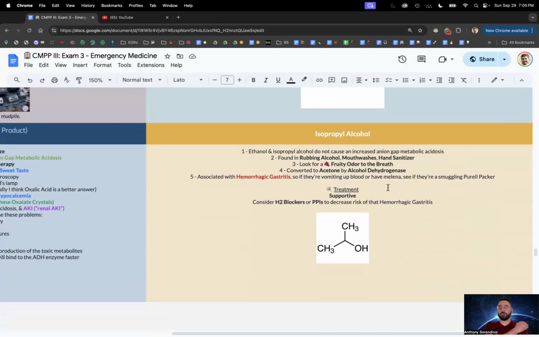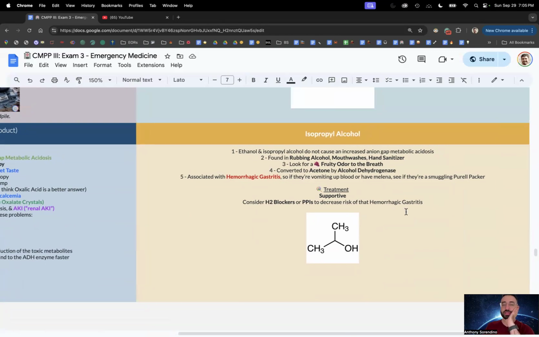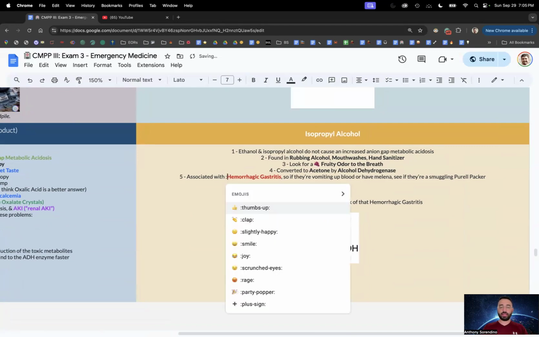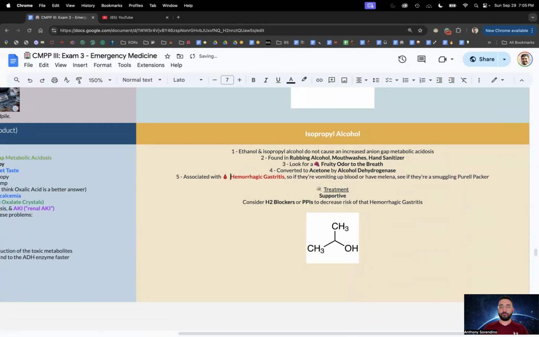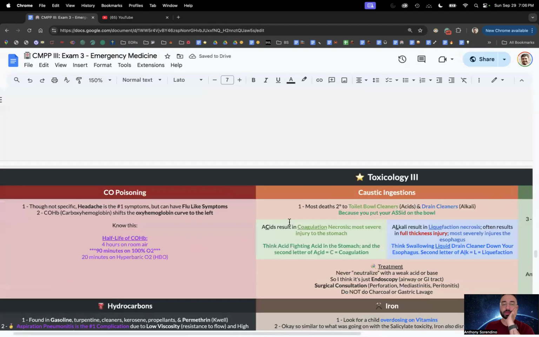Isopropyl alcohol is like rubbing alcohol, hand sanitizer. You can see a fruity odor to the breath, which is pretty interesting. And then I think the big buzzword here is that you can get hemorrhagic gastritis. So that's good to know. And treatment's just going to be supportive. Because of that, you can consider H2 blockers or PPIs. All right, not too bad.